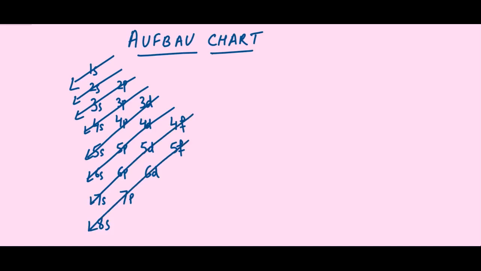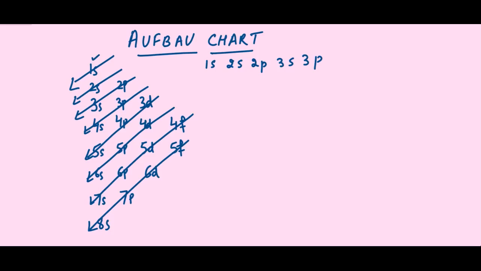So if I start deciding which orbital is to be filled first, you can see that my arrow is starting with 1s. So I will write 1s first. After 1s, I will fill 2s, then 2p. Then after 2p, the arrow is going towards 3s. I will fill 3s. Then I will fill 3p.